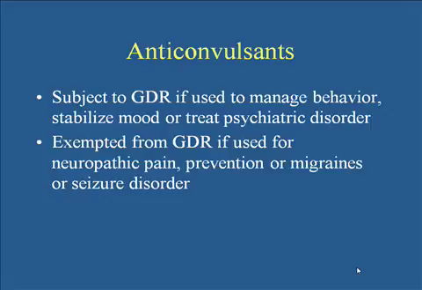So the anticonvulsants is the next group that we're going to talk about. Again, these are meds that are used for quite a few different indications. Certainly, they are required to have a gradual dose reduction if they're used to manage behavior or stabilize mood or treat any kind of psychiatric disorder. And they're exempted from that gradual dose requirement if they're used for, again, neuropathic pain, prevention of migraines, or seizure disorder.